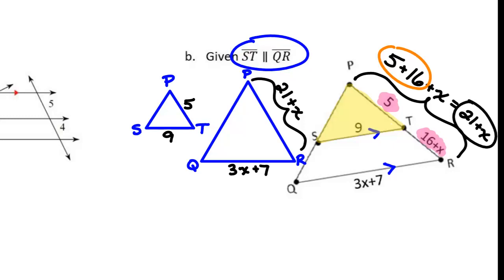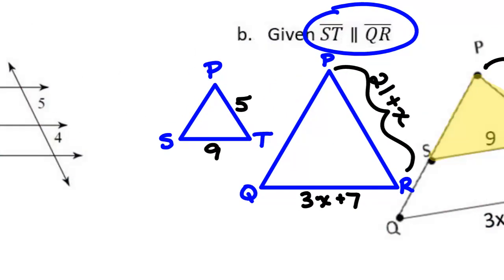This is the side of the little triangle. This is not a side of a triangle at all. This is just a part of a segment here, part of PR. So we have to add those pieces together to get that entire segment. Once we add those together, then we can set up our proportions.